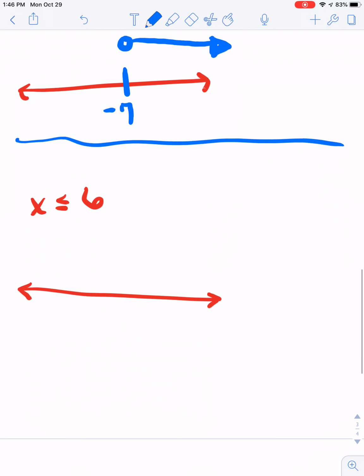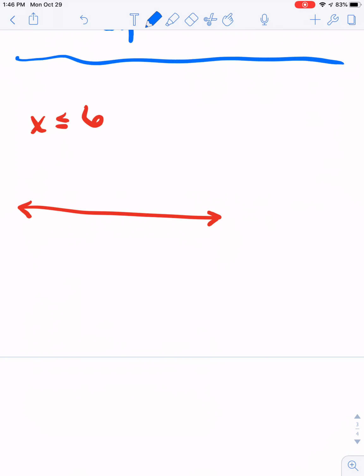Okay, last one. On this one, it does have an equal to with it, so it's going to be a filled in circle, and the number they care about is 6. So there's going to be a 6 in the number line with a closed circle in front of it. Inequality points this way, so my line is going to go this way. Okay, look over your basic info for this, and this will be our warm-up for tomorrow.